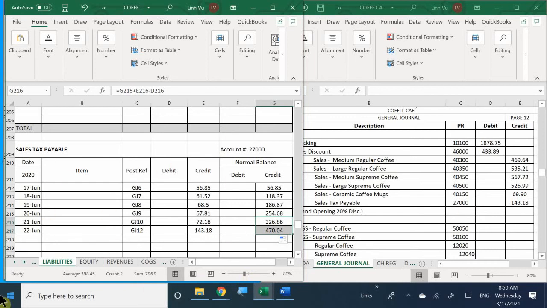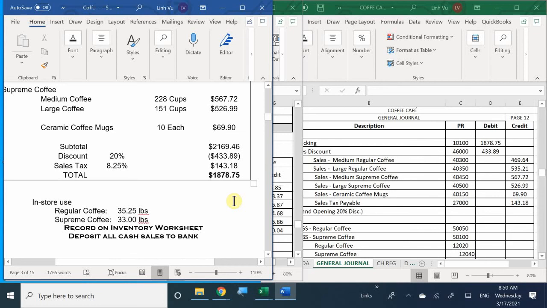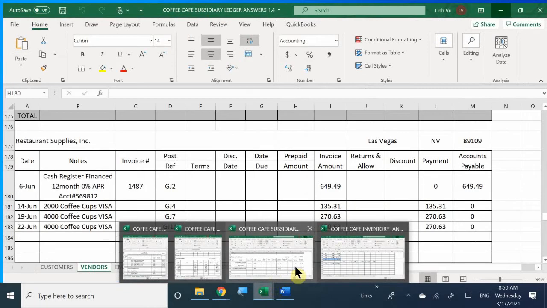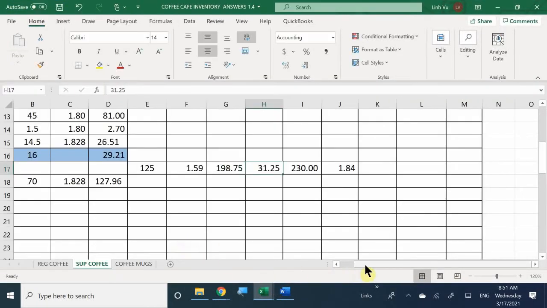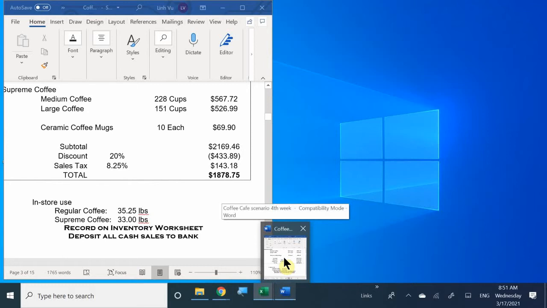All right. Now that we're done with the journal and the ledger, now what's next? Worksheet. Yes. Okay. So here we sold or we used 35 1/4 pounds of the regular coffee and 33 pounds of the supreme coffee. So, inventory worksheet. Starting off with my regular coffee. We sold 35 1/4.